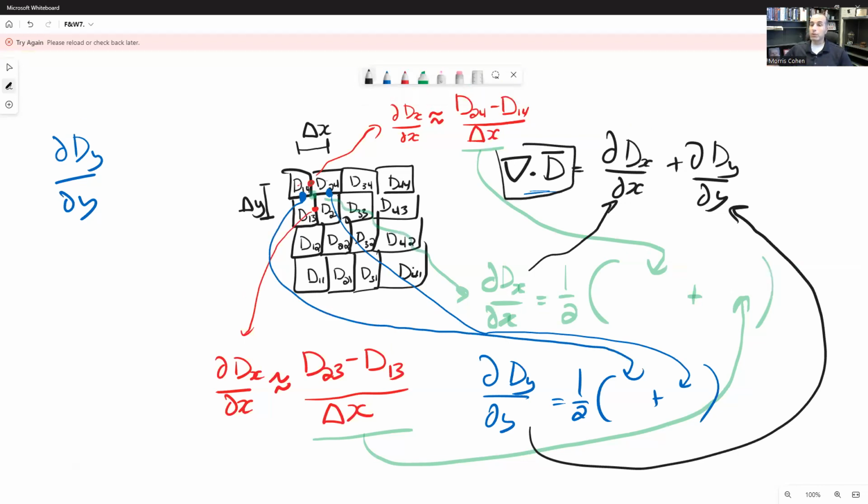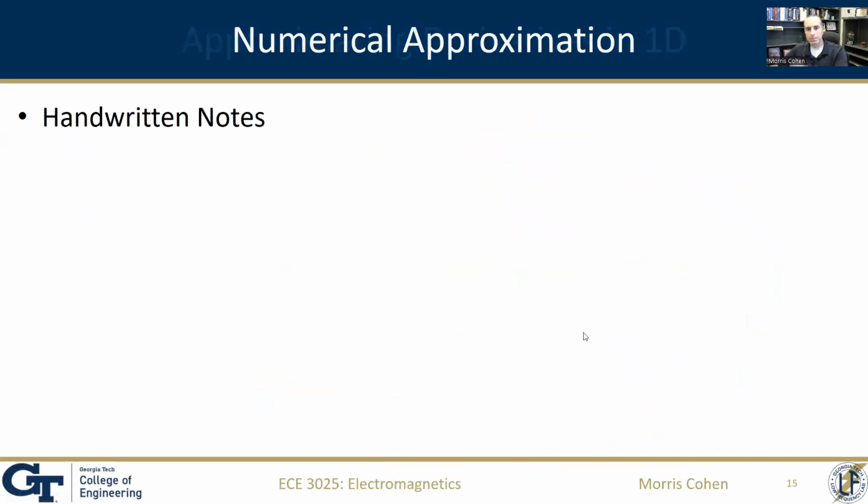So that's a two-dimensional way to do this. And you see it got a little bit trickier because we have to do this averaging in order to interpolate the points. And that just kind of pops out of 2D geometry. Let me show you this pictorially in the notes.